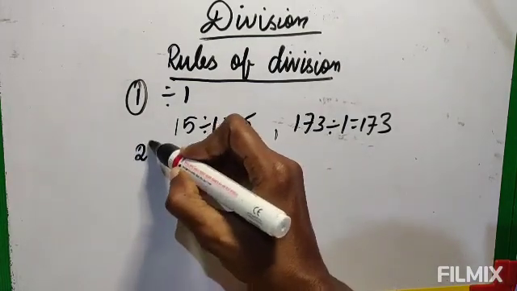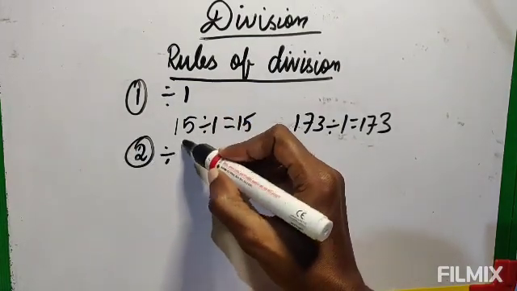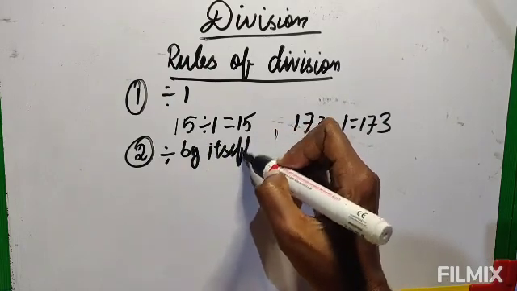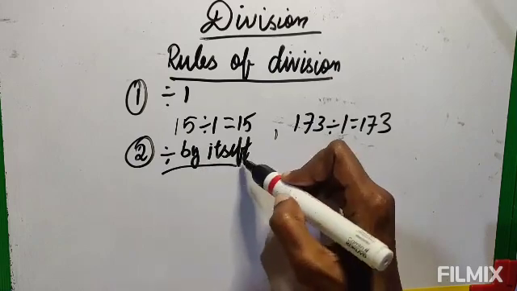The second rule is dividing by itself. If you divide a number by itself. So let's take an example now.